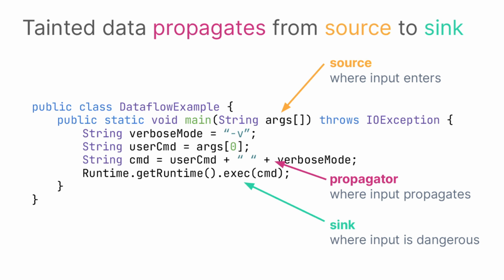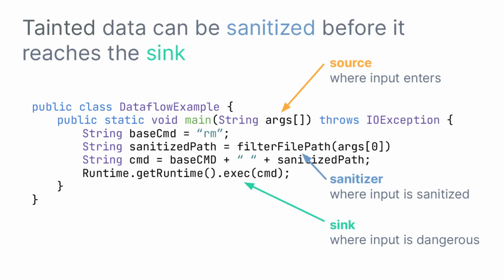And there's also a sanitizer, something that clears taint. From that point on, you can consider it safe to use. So we have a variable, a method, for example, here, filter file path, which then would render this sanitized path safe to use.